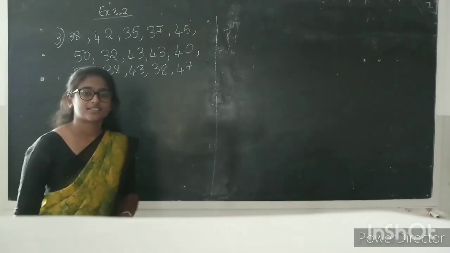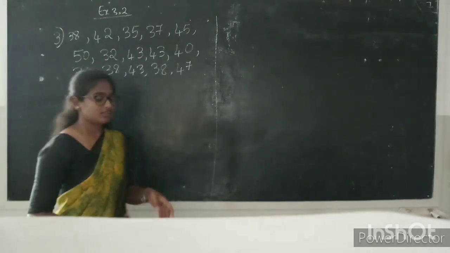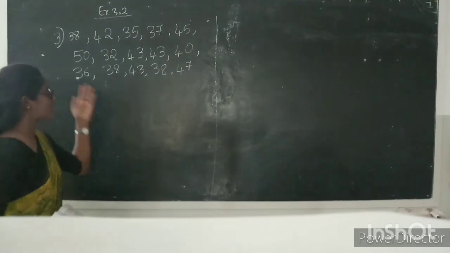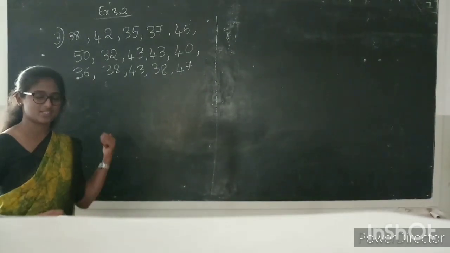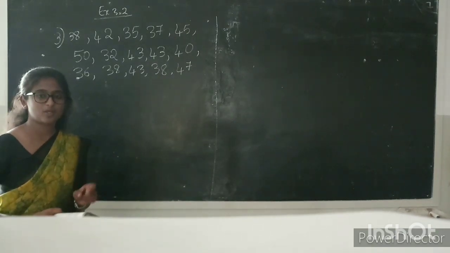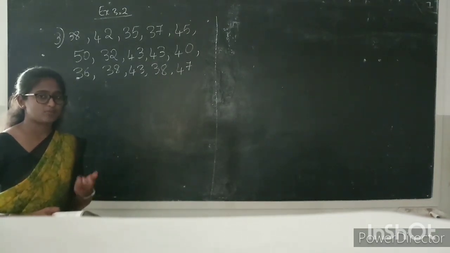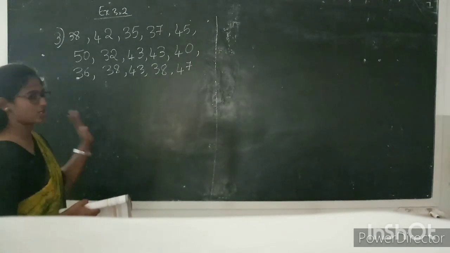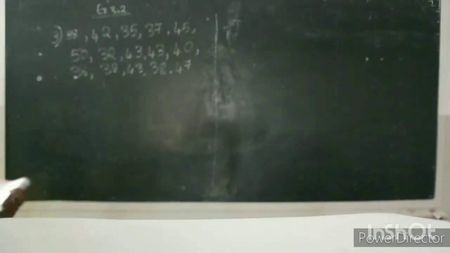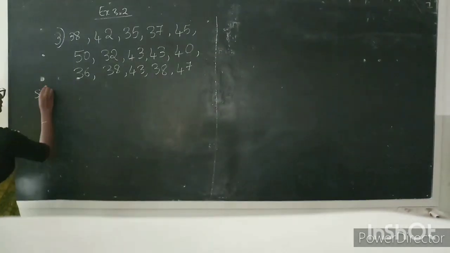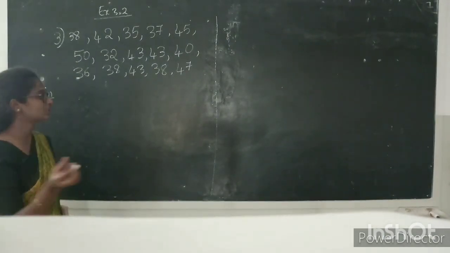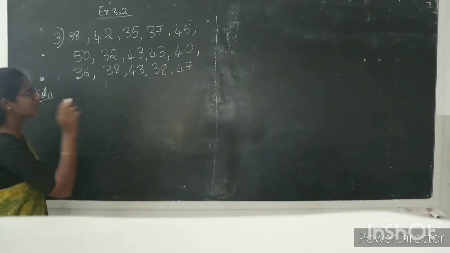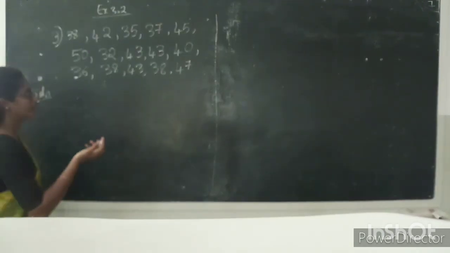So students, the next question is, the weights of 15 students of a class are as follows. We have to find the mode and median of this data, and we have to find out, is there more than one mode in the given question. So let us start. Here we have to find the mode and median. First we have to arrange the data in ascending order or descending order.